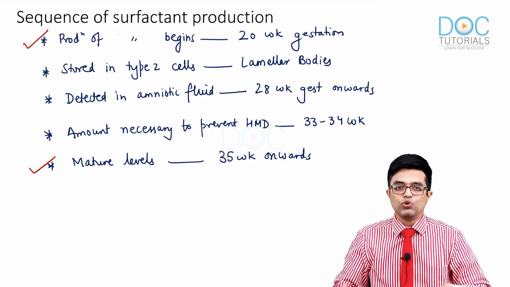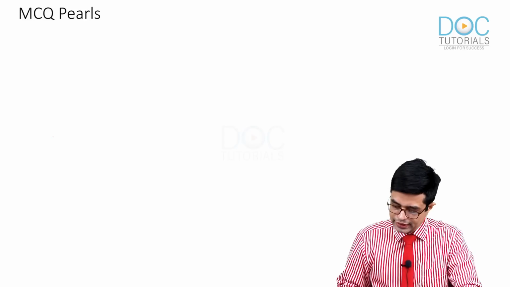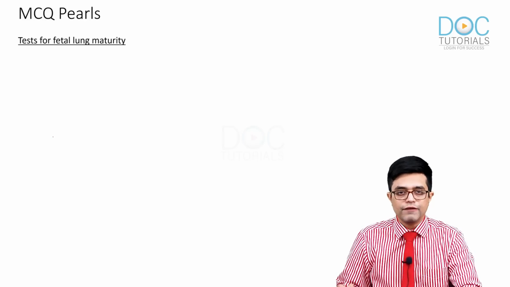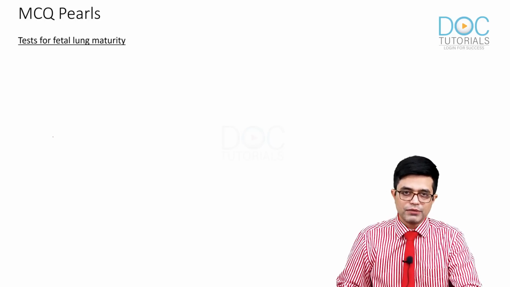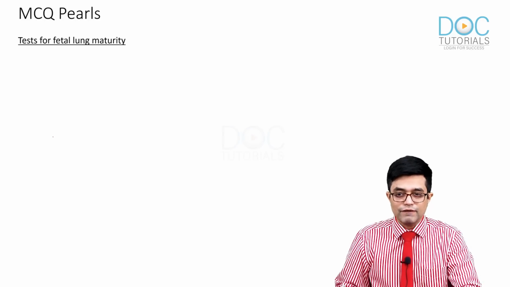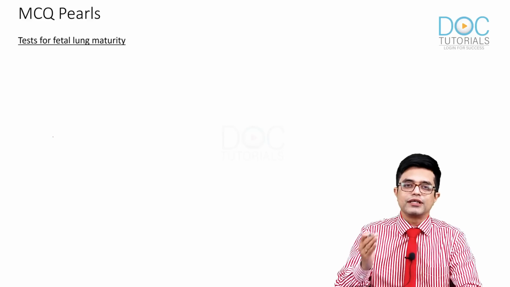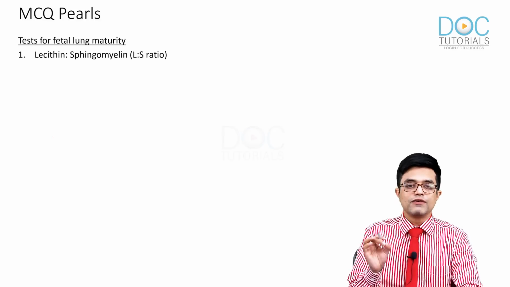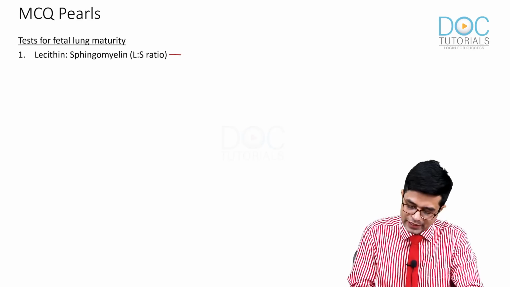Before that, there are a few MCQ pearls that we need to remember. So what are the MCQ pearls? In this MCQ pearl, we'll be talking about the tests for fetal lung maturity, which are performed on amniotic fluid. If the mother is pregnant and has preterm labor, we are interested in knowing whether the baby's lungs are mature or not. When we say lungs are mature, we are talking about whether surfactant is there or not. So what are the tests we perform? The most commonly done test is the lecithin sphingomyelin ratio, the LS ratio. This is the most commonly done test.